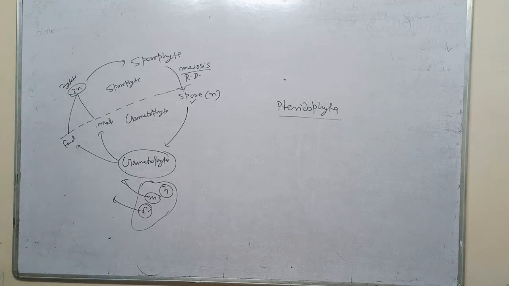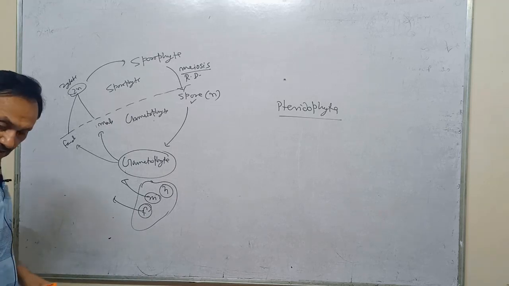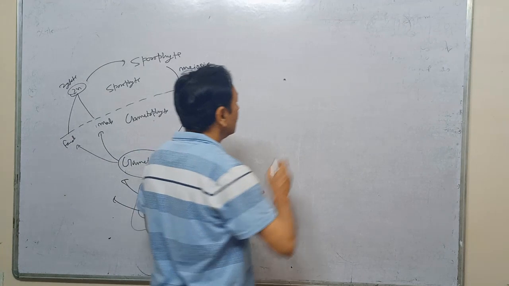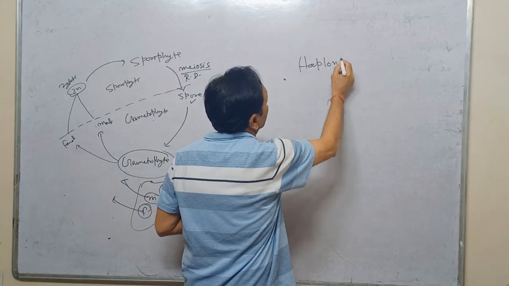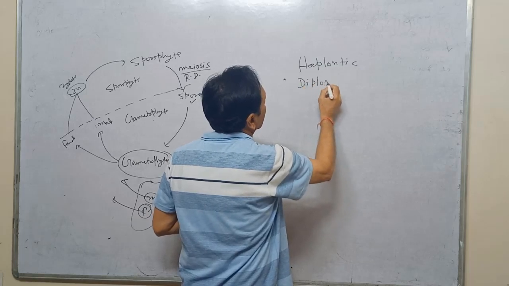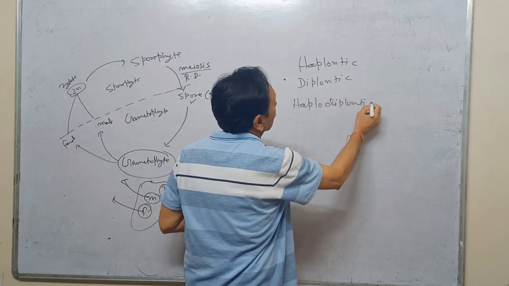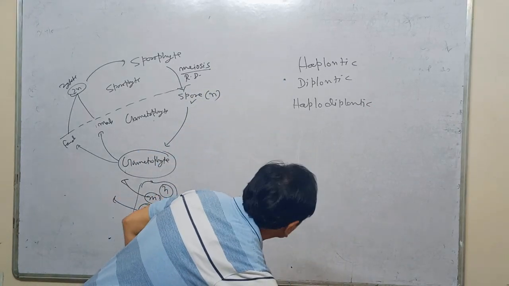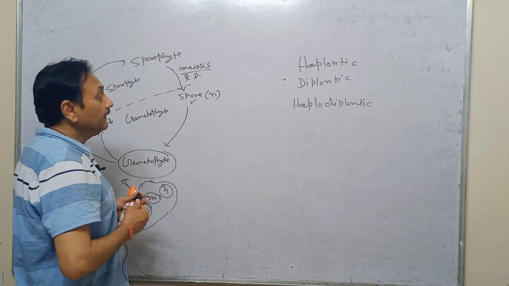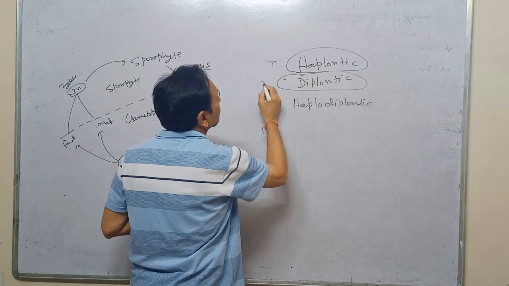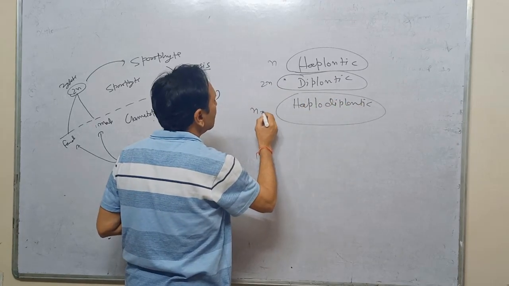Now, on the basis of the lifespan or this structure, we can study that it is haplontic, diplontic and diplohaplontic. What do you mean by these terms? Haplontic, diplontic and diplohaplontic. Here, haplontic means n-conditioned. Diplontic means 2n-conditioned. Diplohaplontic means n plus 2n-conditioned.